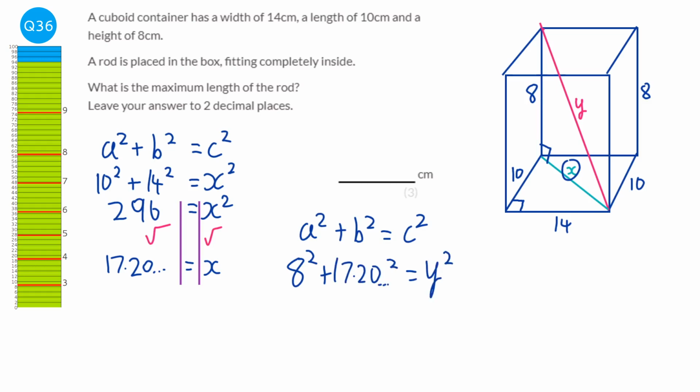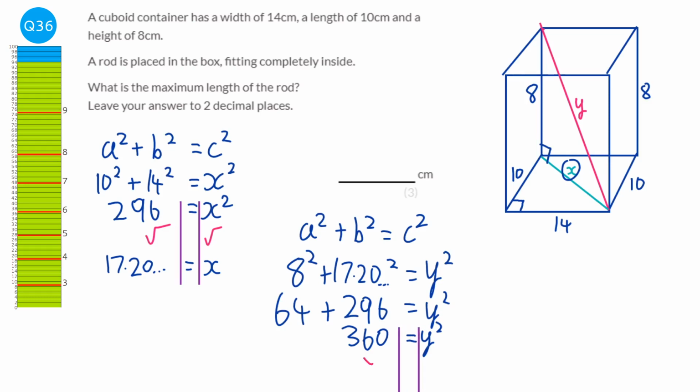Now if I square the value that's in my calculator from before, the 17.20, and if I just click square it, it will put it back to 296, because I've square rooted it and then I'm just squaring it again. So it would be 64 plus 296 equals y squared. So I'm just going to add them together, which will be 360. And again, I'm just going to put my solving lines in. Not too difficult to solve this. Make it a bit nicer, because I'm just going to square root both sides.